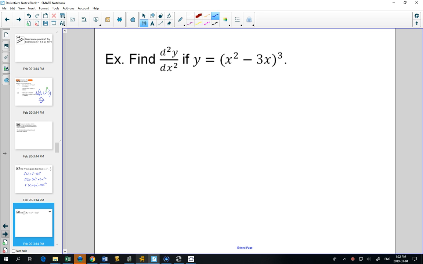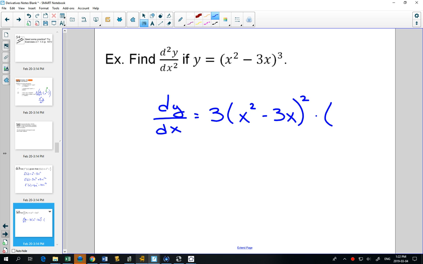Now, sometimes when you're asked to find the second derivative, things get more complicated after you do the first derivative. So first of all, if we were doing the first derivative here, dy/dx, how would you do that? Would we have to use any of our special rules? Which rule would we need? The chain rule. So here, the 3 would come out in front, keep the inside the same, subtract 1 from the exponent, then multiply by the inside.